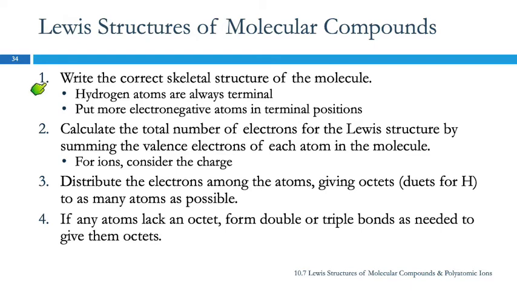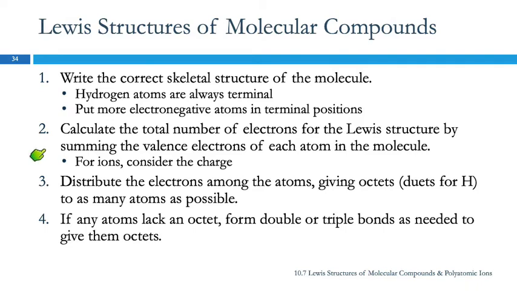You start by writing the correct skeletal structure of the molecule. So you figure out how many atoms of this element, how many atoms of that element, and how are they going to be connected? Which one's going to be in the middle? Which one's going to be on the outside? And just as a guide, hydrogens are always terminal, meaning they are on the outside of the structure because they can only form one bond. So they can't be in the middle and be bonded to multiple things. Also, more electronegative atoms are generally in terminal positions.